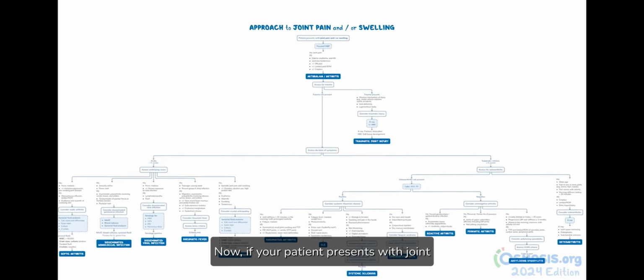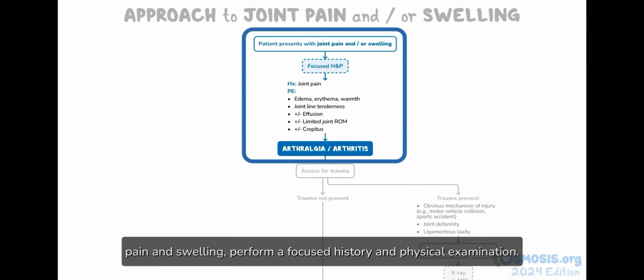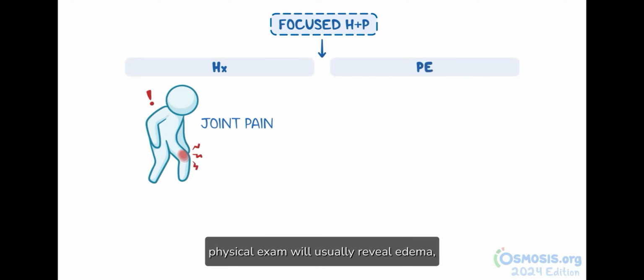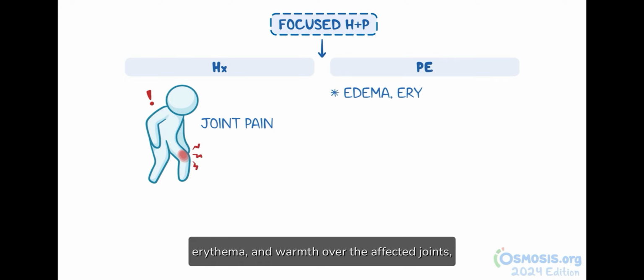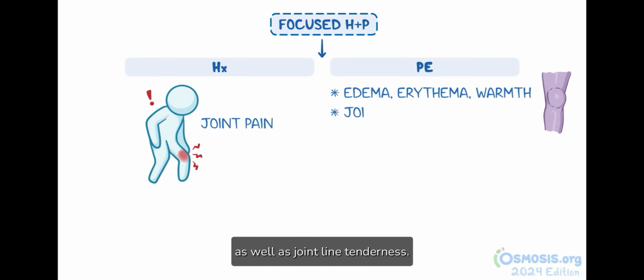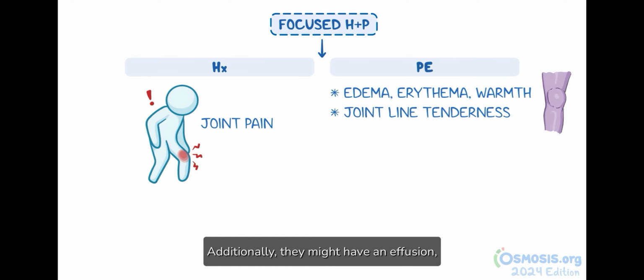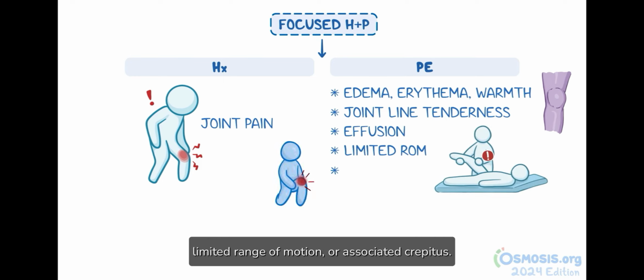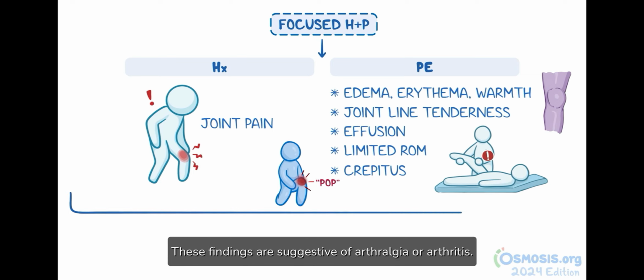Now, if your patient presents with joint pain and swelling, perform a focused history and physical examination. Your patient will report joint pain, and their physical exam will usually reveal edema, erythema, and warmth over the affected joints, as well as joint line tenderness. Additionally, they might have effusion, limited range of motion, or associated crepitus. These findings are suggestive of arthralgia or arthritis.